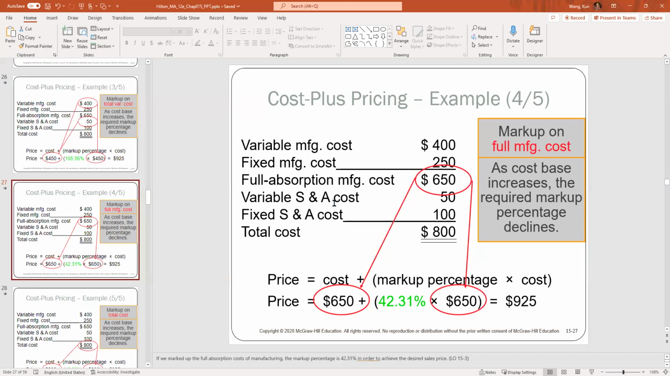And the third choice, we use what they call full absorption manufacture cost. This goes to financial accounting. We are not differentiating the variable and the fixed, we are differentiating the product cost and the period cost. See, 650 is our full product cost. Now you can see the markup rate is significantly reduced from the variable costing approach, right? Only about 42% of this full absorption cost. We are reaching the same sales price.